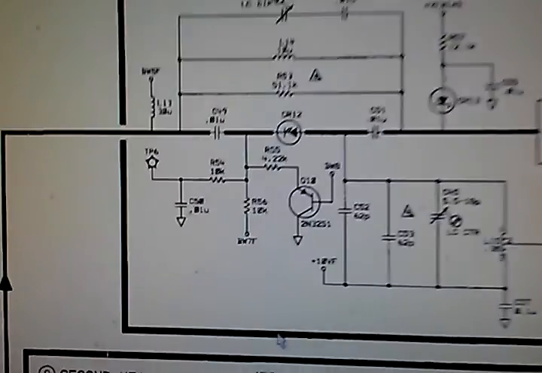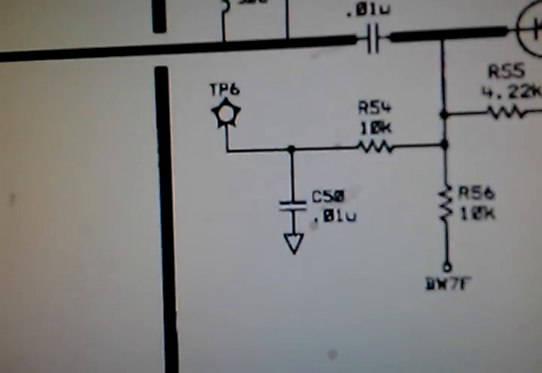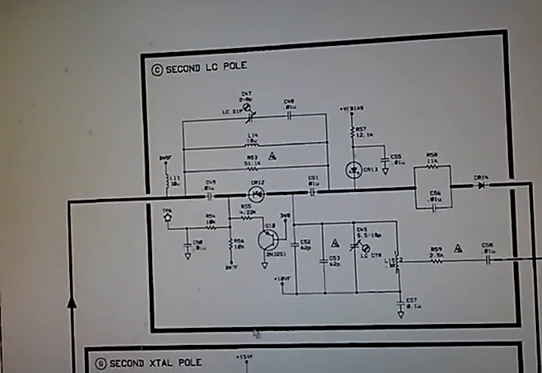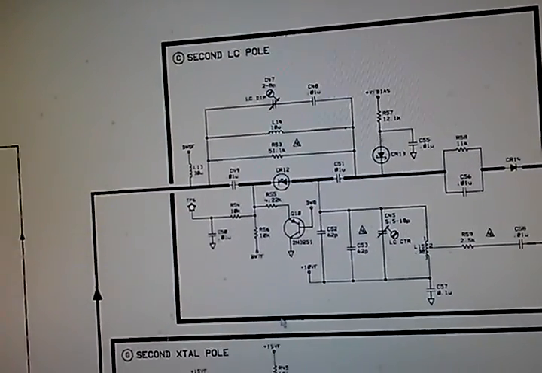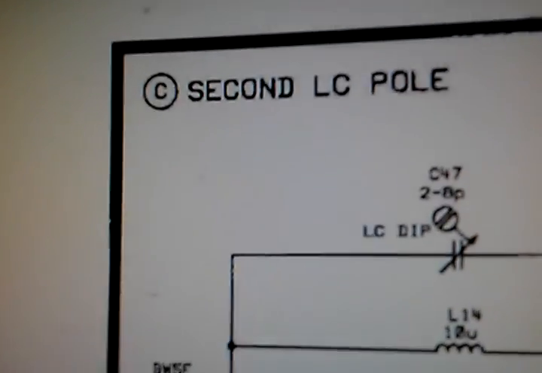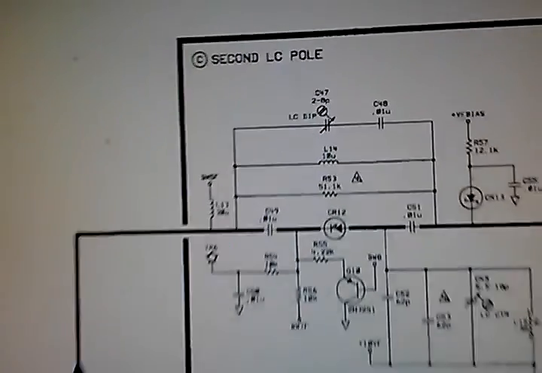And it's test pin 6. And it's the second filter pole of the LC filters. As you can tell, right there, second LC pole.